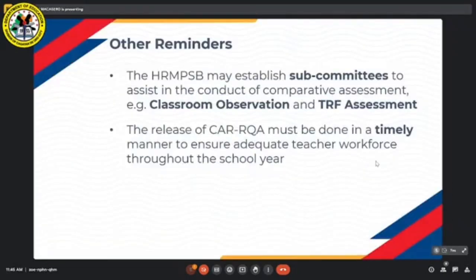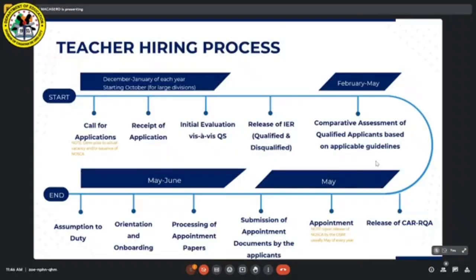Other reminders. The HRM-PSB may establish subcommittees to assist, for example on classroom observation and TRF assessment, composed of master teachers, PSDS, APS, and school heads. The release of the RQA must be done in a timely manner to ensure an adequate teacher workforce throughout the school year. So you will be informed. You can visit our website if you are one of the applicants now in the RQA. So that is our teacher hiring process.